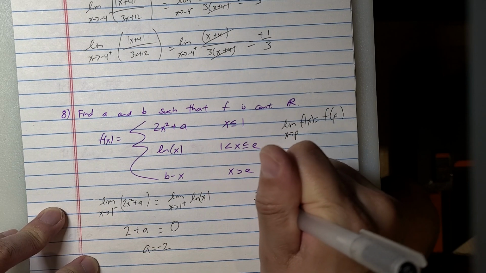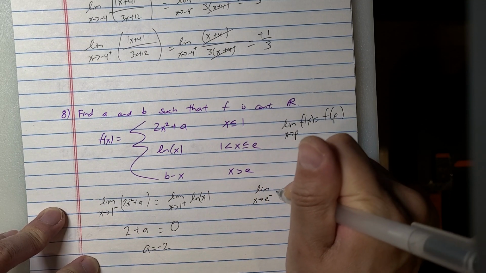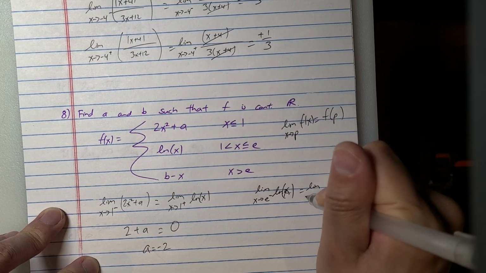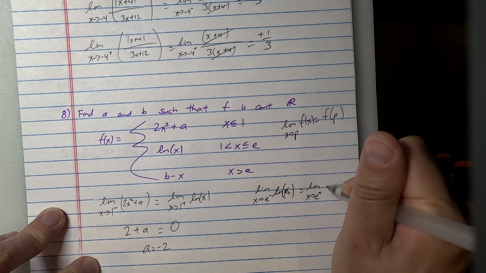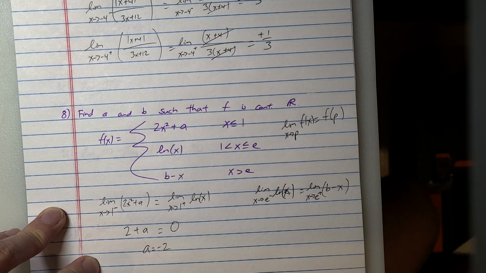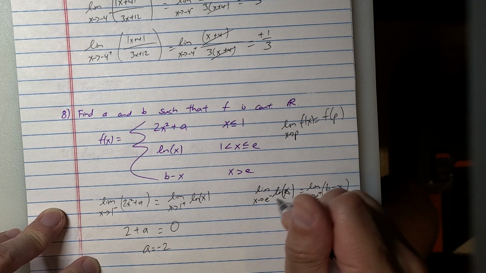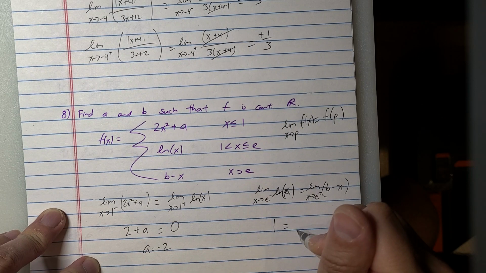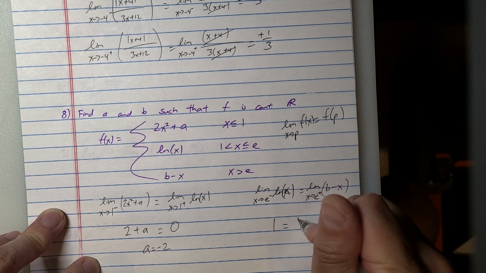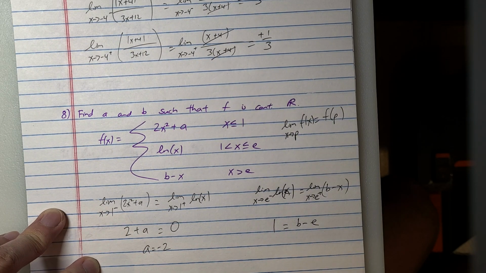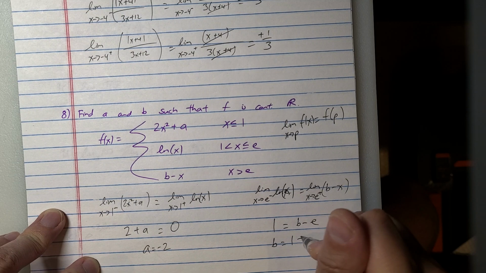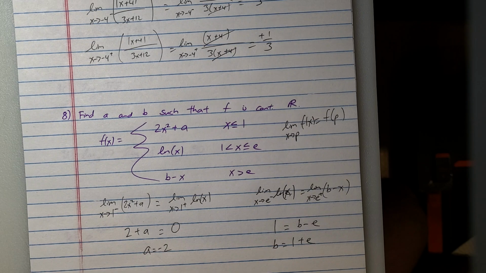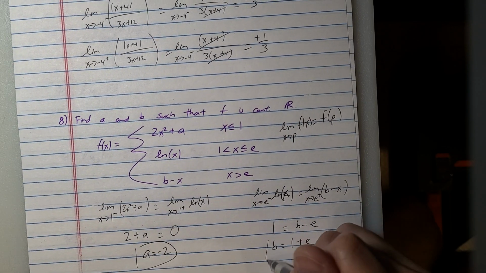The limit as x approaches e from the left of ln x has to equal the limit as x approaches e from the right of b minus x. This limit is easy to evaluate. ln of e is just 1. So 1 is equal to, this limit is easy also, it's just b minus e. So b is equal to 1 plus e. We found a and b. Let me double check that's correct. Yep, that's correct. So a is minus 2, b is 1 plus e.